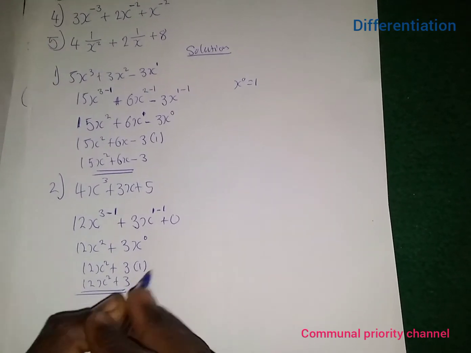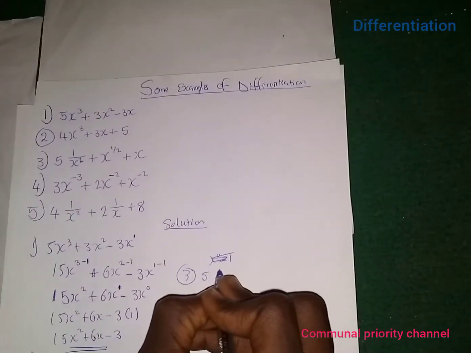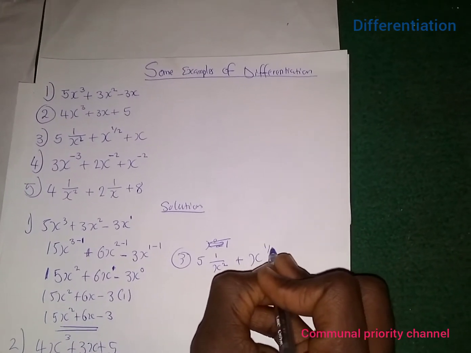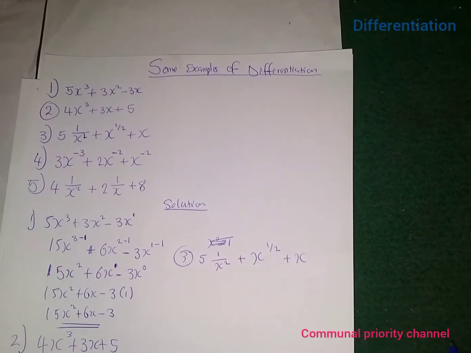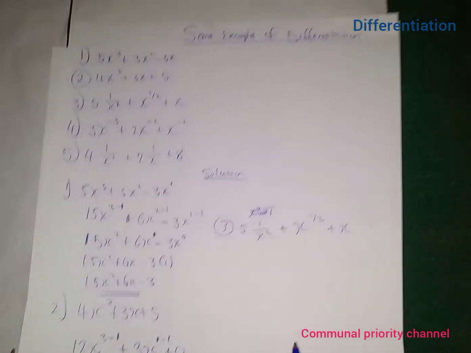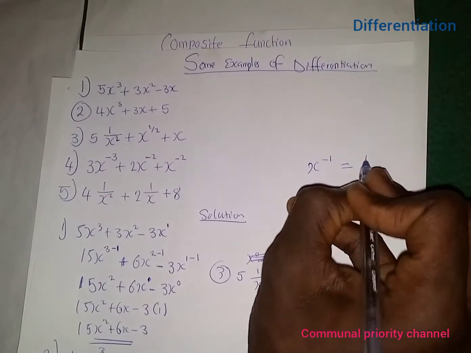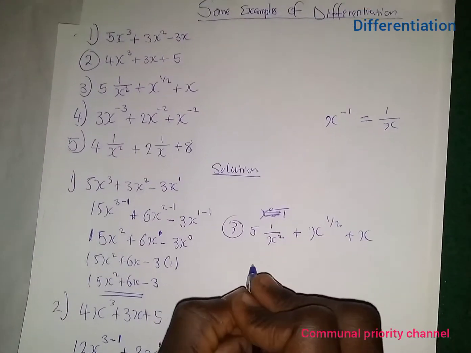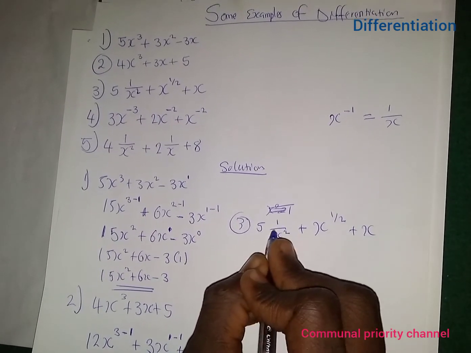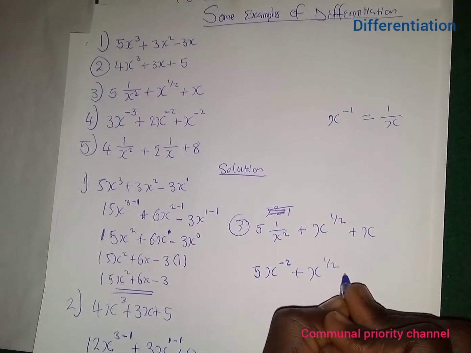So now we are moving to question number 3, which says find the derivative of 5 over x squared plus x to the power of 1 over 2 plus x. We should pay attention here because it's a little bit different from the other one that we saw before. First of all, remember, whenever you have x to the power of minus 1, it is the same as 1 over x. Therefore, this can be rewritten as 5x to the power of minus 2, plus x to the power of 1 over 2 plus x.